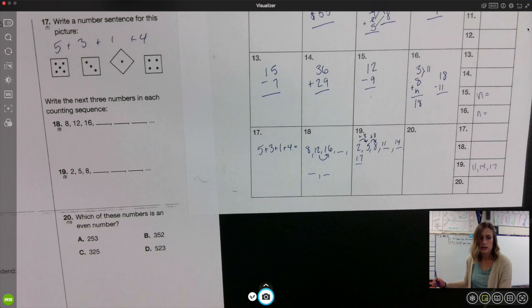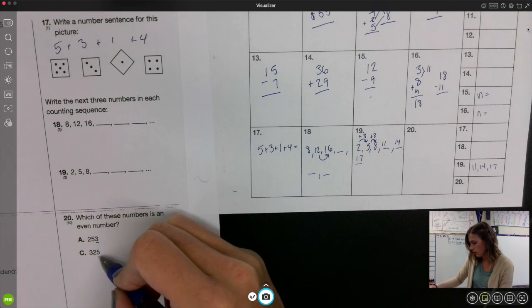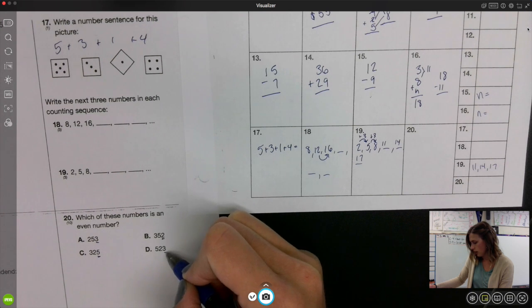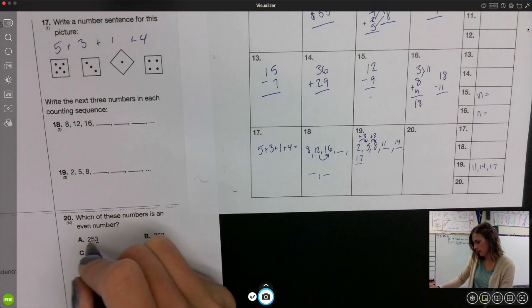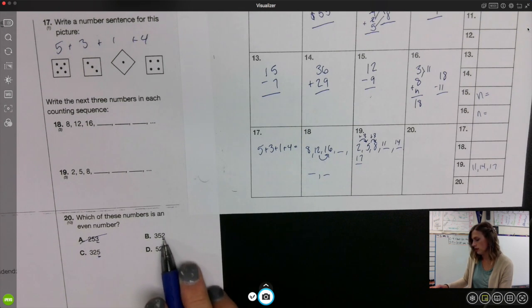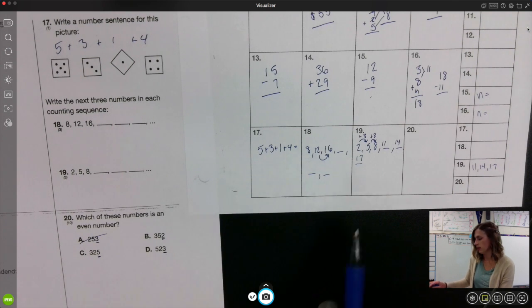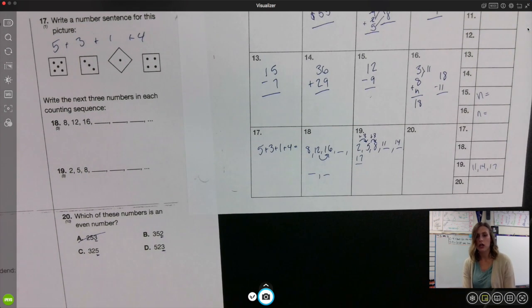Then for 20, it says, which of these numbers is an even number? Look at that last digit. 3, 5, 2, and 3. Well, 3 is not even, so it can't be A. Is 5 even? Is 2 even? Is 3 even? Whichever one of those numbers is even, that's what letter is going to be our answer for number 20. When you're done with that, make sure you put it back in your folder and check it off on your weekly checklist.